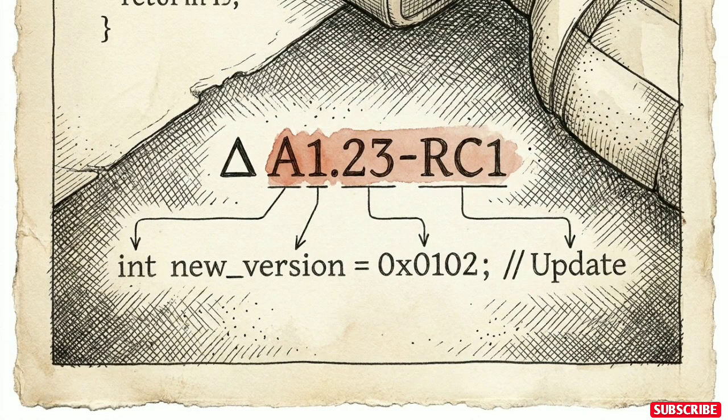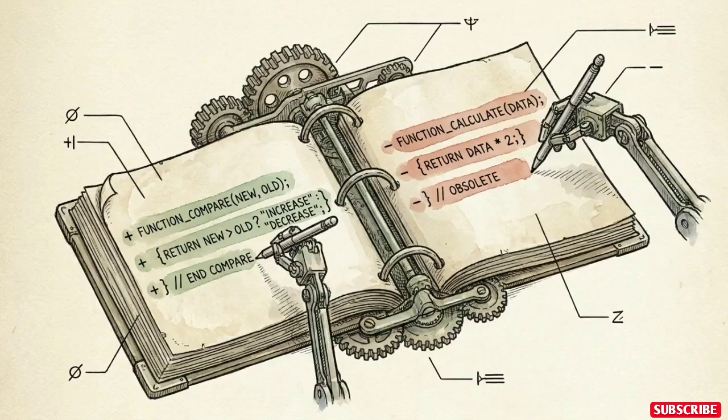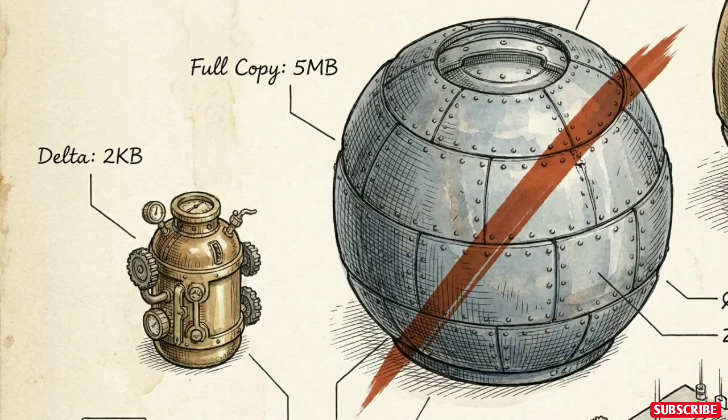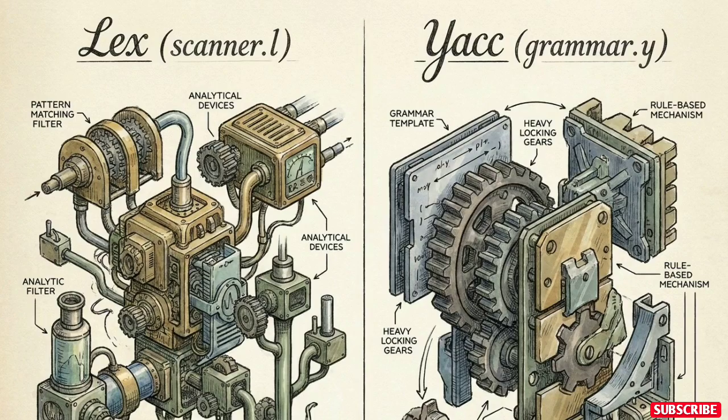For tracking changes across multiple code edits, you use SCCS, the Source Code Control System. To save disk space, it only stores the deltas, or the exact differences between versions, rather than saving full copies of the files. If you are building a compiler, the pipeline requires 2 specific language development tools, Lex and Yak.